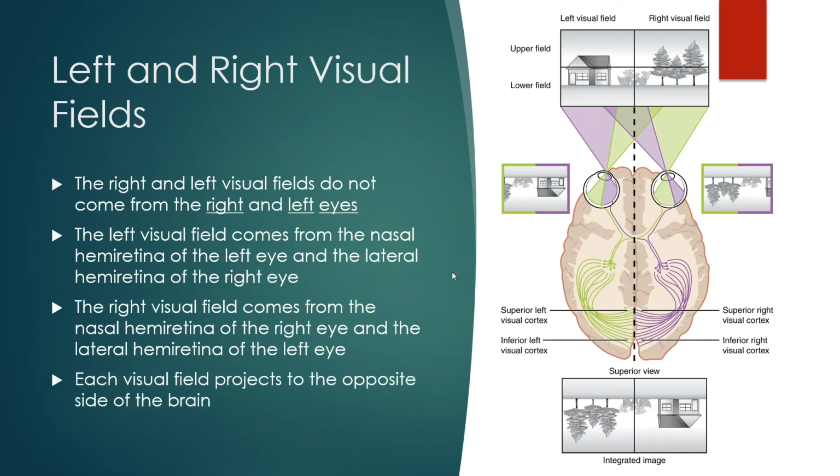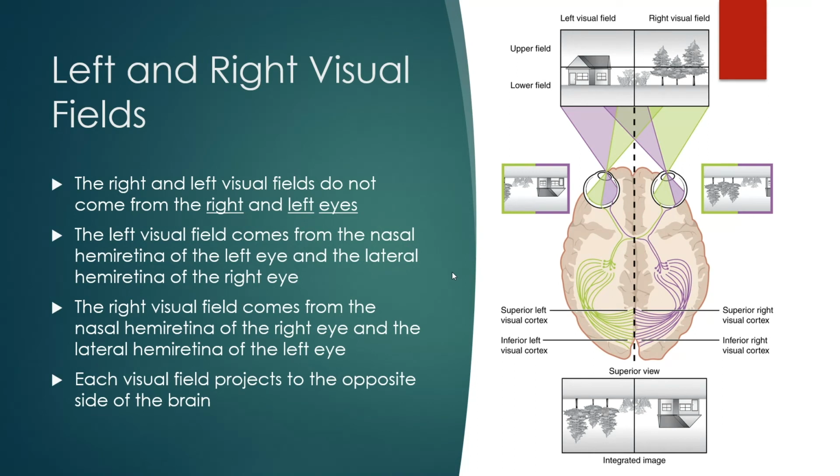So each visual field projects to an opposite side of the brain. Oh, you can kind of see it on here. So let's say this spot right here is where the optic nerve is leaving. This half of the eye is coming out and forming one optic nerve, and this half of the eye is coming out and forming a different one. So there are actually two wires coming out from either side of the eye, and then those wires are crossing to the other side of the brain.